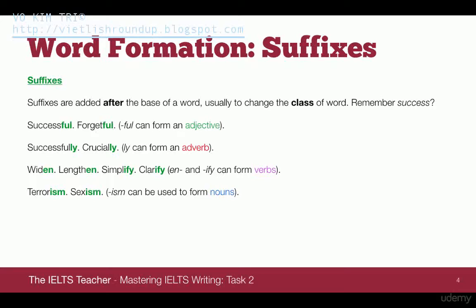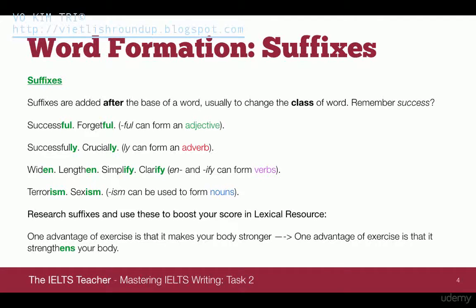This doesn't always work. You can't just be adding random suffixes to random words. You do need to check with a good dictionary, but it's good to know that you can create these words if necessary. Again, research suffixes, very important. You do your research because there's many more here than the ones I've highlighted. And you can use these to boost your score again in lexical resource. So again, let's have a look at an example.